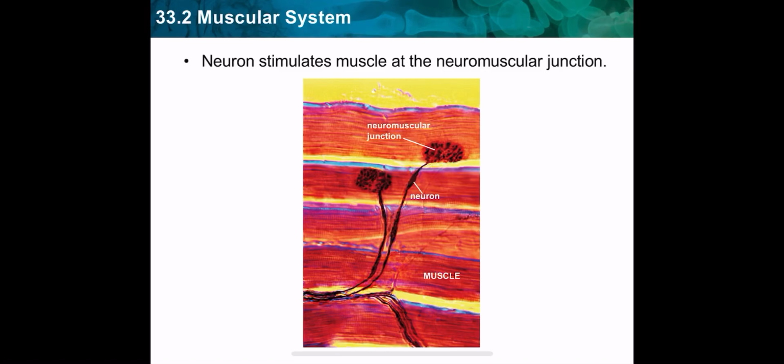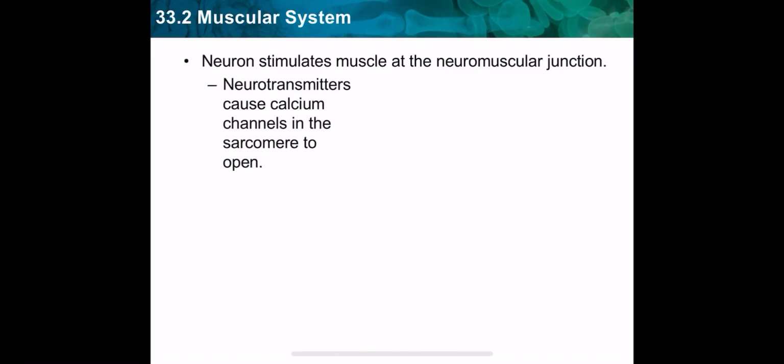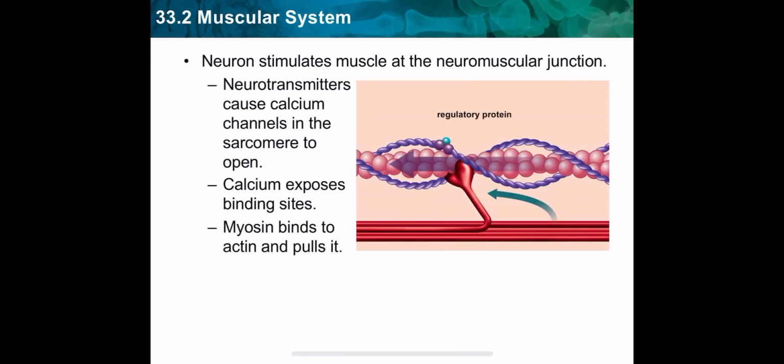After the stimulation by the neuron, what will happen to give an order to the muscles to contract? First of all, the neurons will stimulate the muscle at the neuromuscular junction by stimulating the secretion of neurotransmitters, chemicals that help the transmission of the signal.